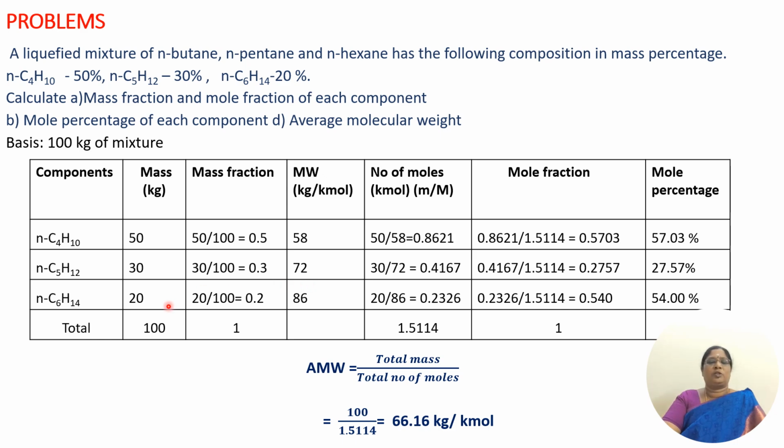Third one, the mass is 20 divided by its molecular weight, 86, which gives the moles. All the values are 0.8621, 0.4161, and 0.2326. The total number of moles is 1.5114. Mole fraction, we know the formula: mole fraction is individual moles divided by total number of moles.